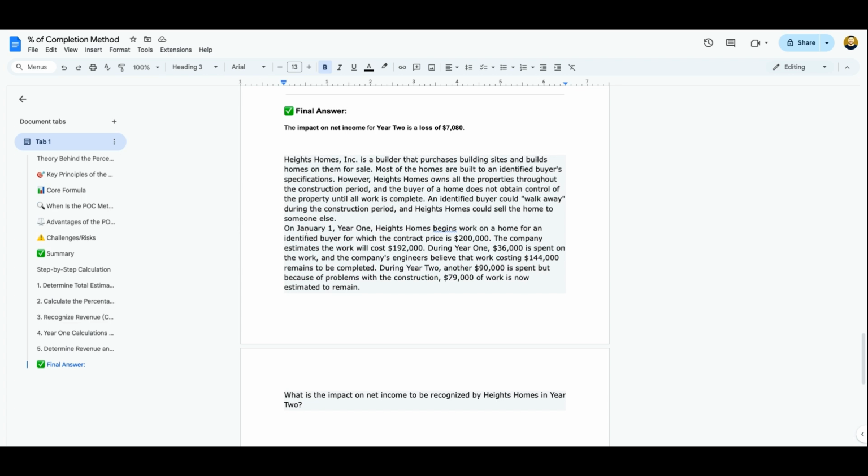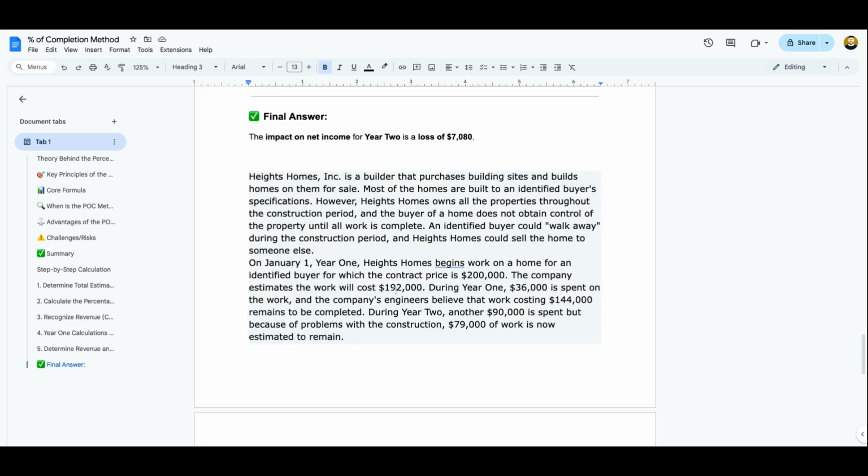Okay, these are the numbers. Be aware of these. On January 1st, year one, Height Homes begins work on a home for an identified buyer for which the contract price is 200,000. The company estimates the work will cost 192,000.